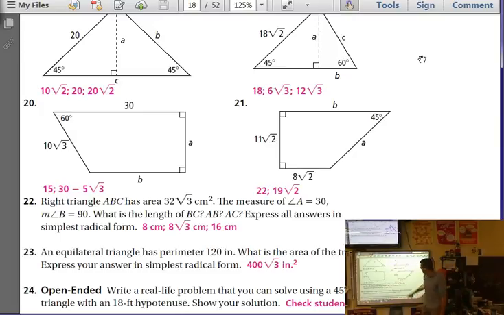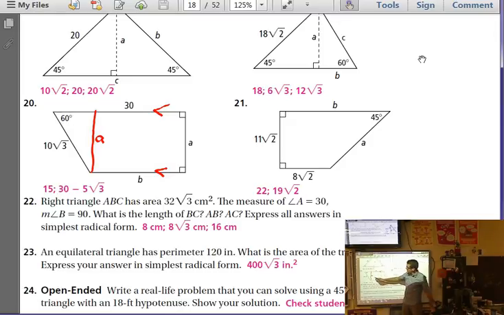Same setup like we did in 21. I know that these have to be parallel. I'm just confused on how to get A. So if I bring this up, I make a rectangle, and this is also A. So it is the long edge of my right triangle, of my 30, 60, 90.